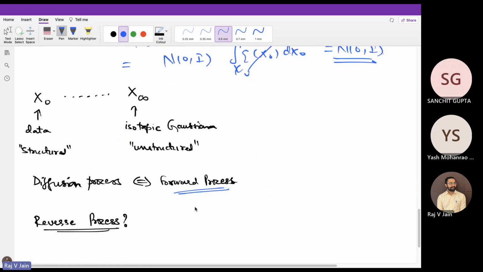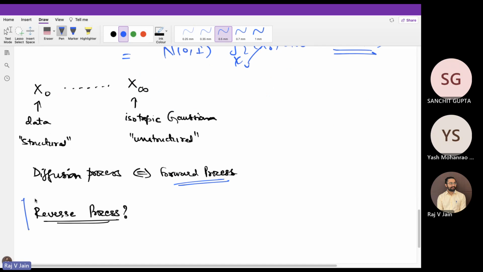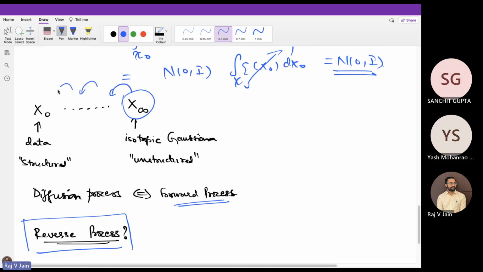Now, the idea is, if we could somehow figure out the reverse process, with whatever mathematical jugglery, then the way that you could sample or get new data would be to start from x infinity, because we know we can sample from an isotropic Gaussian, and if we have the reverse process, keep on following this reverse process and get samples from x naught. That is the idea in this whole diffusion system. So the chunk of the matter lies in trying to figure out how to get this reverse process out.